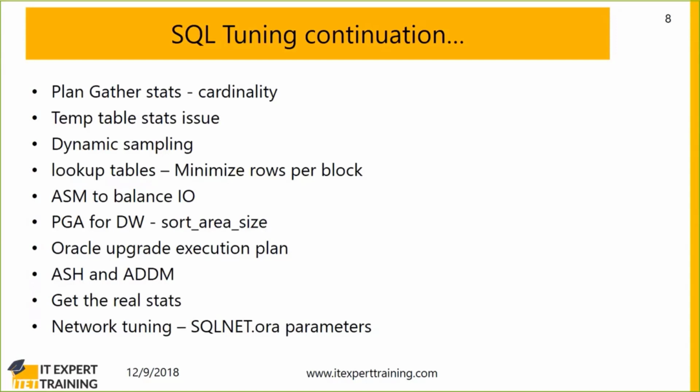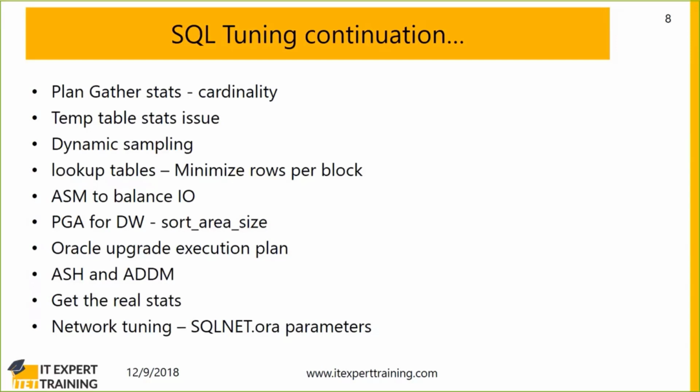Then PGA for data warehouses. Like the SGA, we can configure PGA for data warehouses to increase the sort area size. Right now it is limited to 2 GB, that is, one session cannot go beyond 2 GB. And we have an option to set a hidden parameter where the size can be increased up to 8 GB, I guess. So for a data warehouse specifically, where terabytes of data are involved, this would really help.